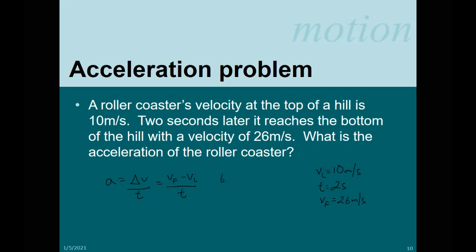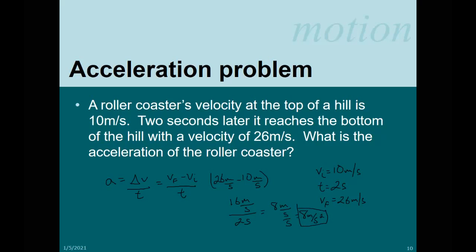So we've got 26 meters per second minus 10 meters per second. We'll solve that first since we've got it set up that way. 26 minus 10 is 16 meters per second. And that takes place over 2 seconds. We do our division here. 16 divided by 2 is 8 meters per second squared. So that's how you calculate this.